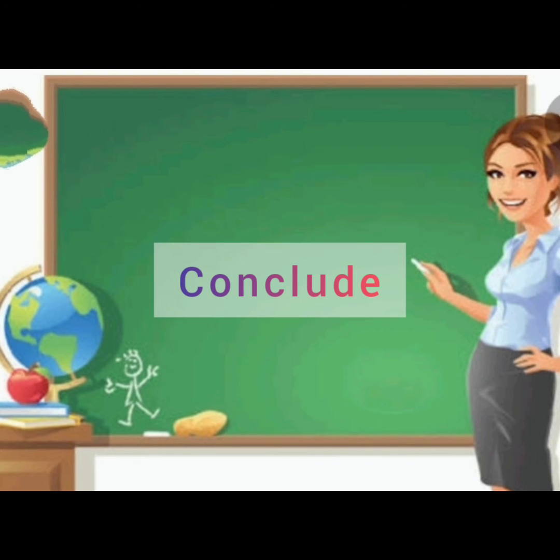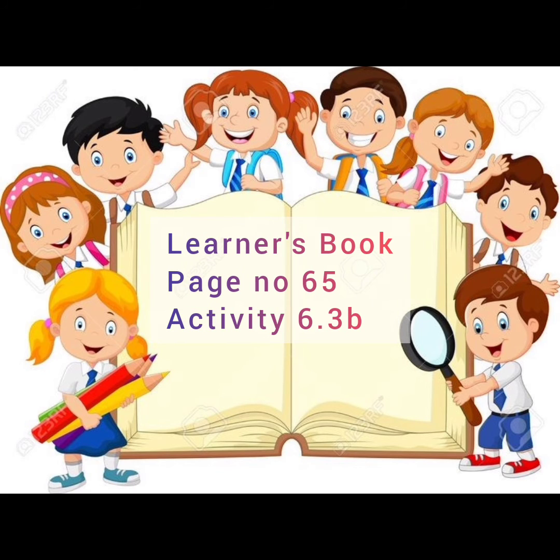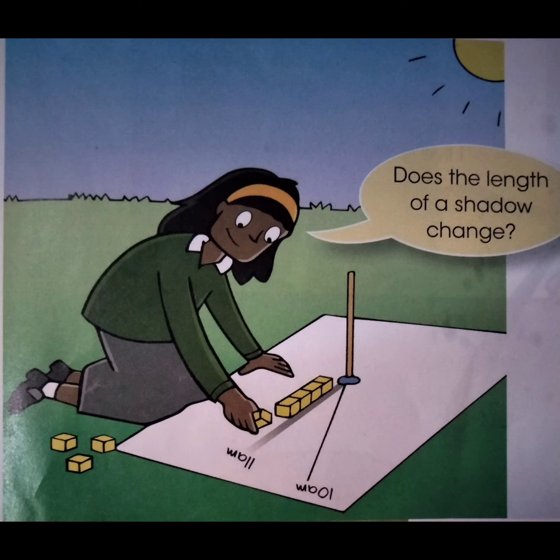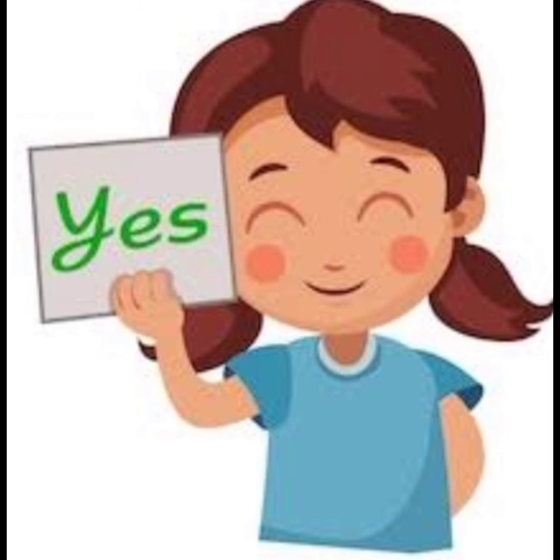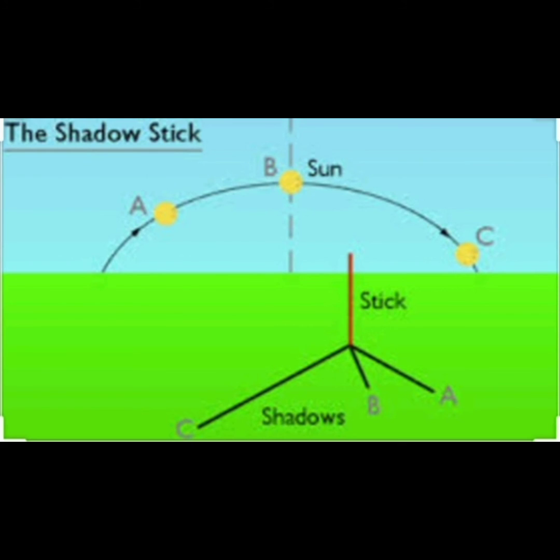Before I conclude, I would like everyone to turn to page number 65, activity 6.3b. You will see a girl measuring the length of the shadow at different times. What do you think will happen? Does the length of a shadow change? Yes, the length of a shadow changes. As the sun changes its position, the length of the shadow of an object also changes.